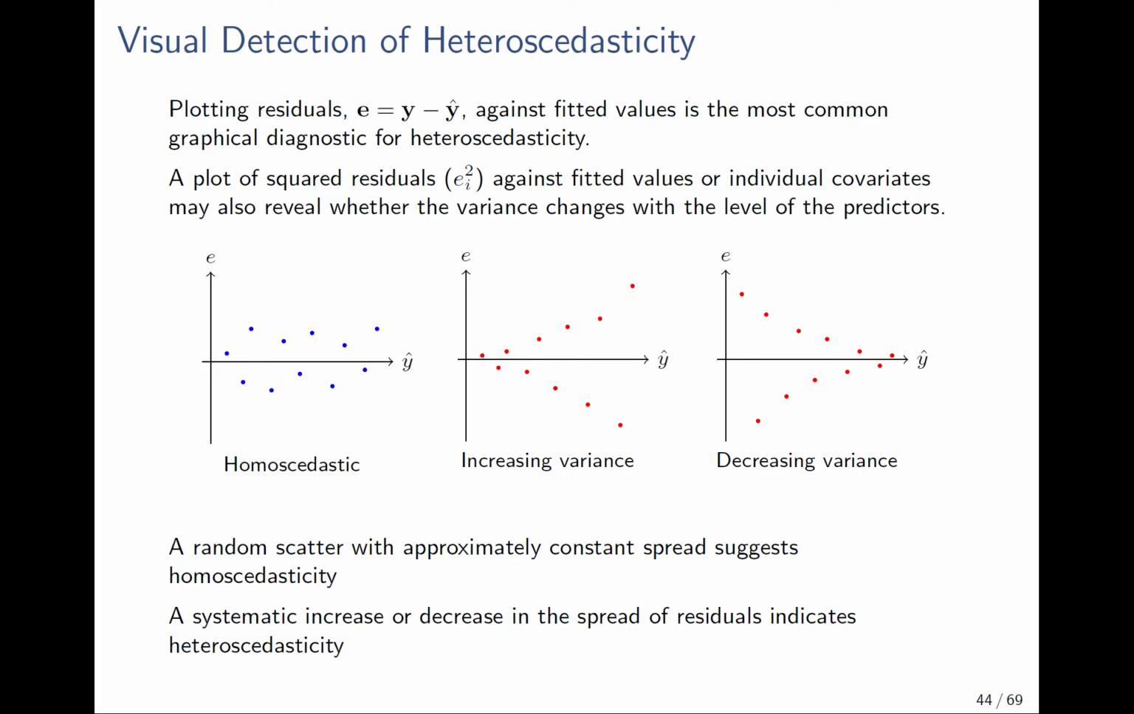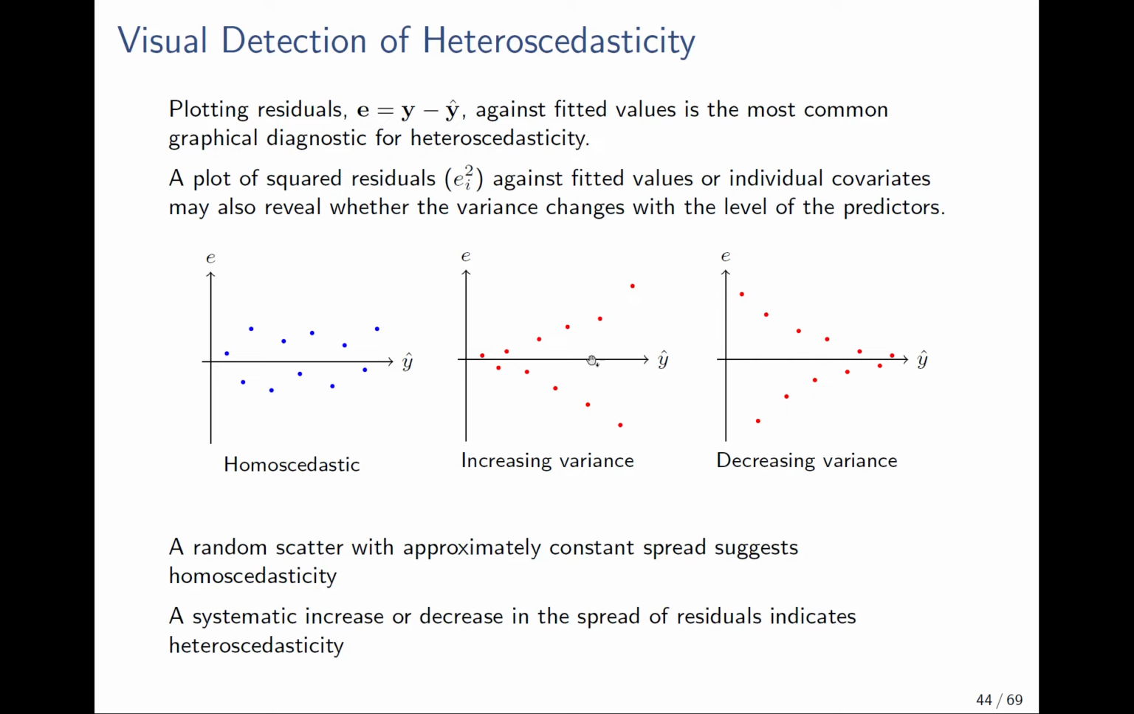The most common graphical diagnostic for heteroscedasticity is to plot the residuals against the fitted values. A plot of squared residuals against fitted values or against individual covariates can also reveal whether the variance changes with the level of the predictors. The three panels that I've included in this slide show you what to look for. On the left, we have a random scatter with approximately constant spread, and this is suggestive of homoscedastic error. Here we're plotting the error against the predicted value.